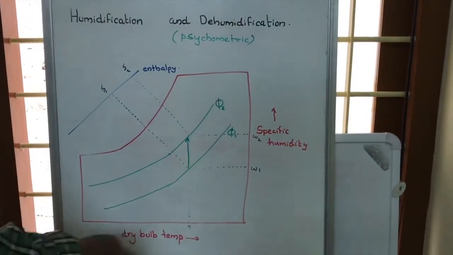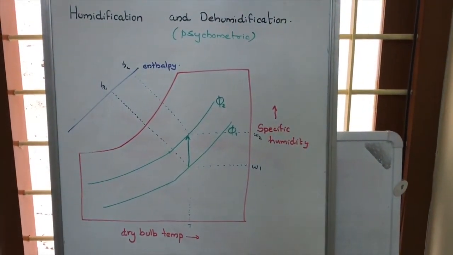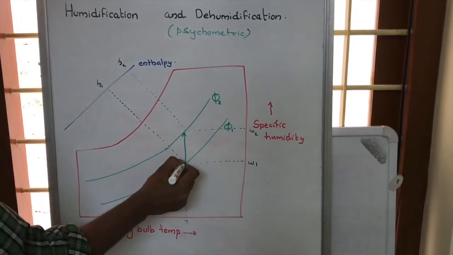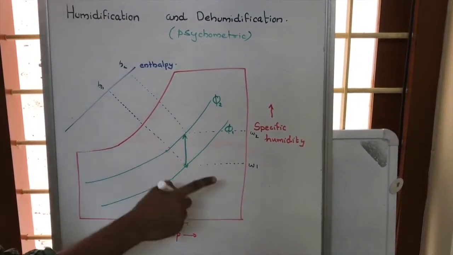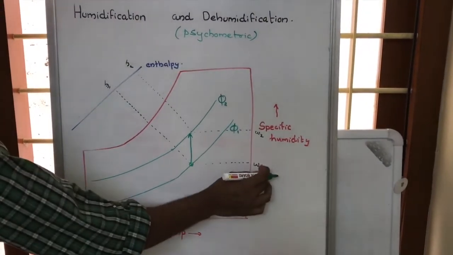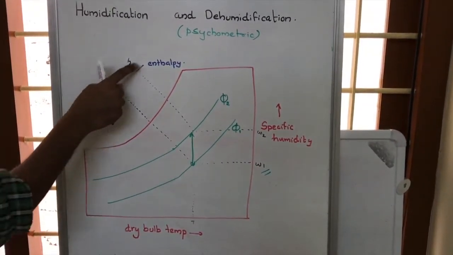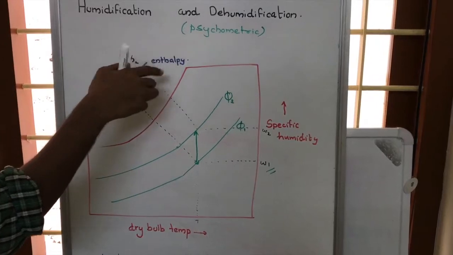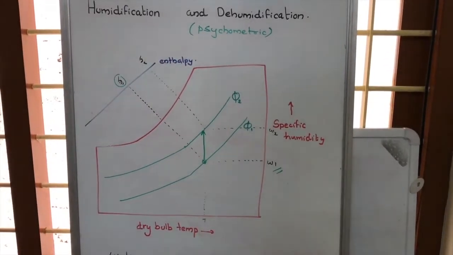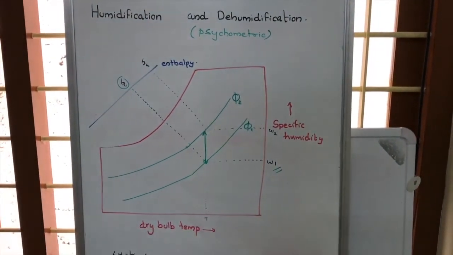Now this axis is dry bulb temperature, and suppose initially we were at this state 1. So at this state 1, if we want the specific humidity, we will draw this horizontal line. So this one is the specific humidity, and we will draw a perpendicular line to this inclined axis, that is the enthalpy axis. We will get the enthalpy, and we have the dry bulb temperature.